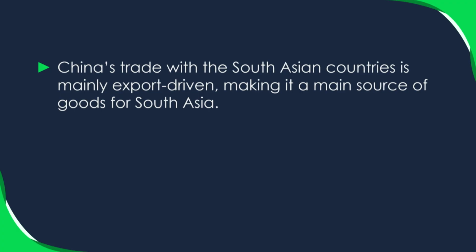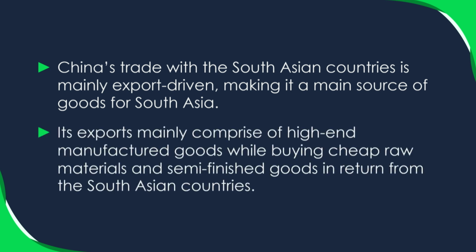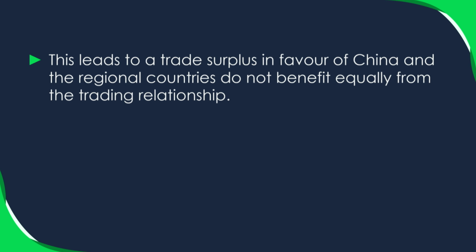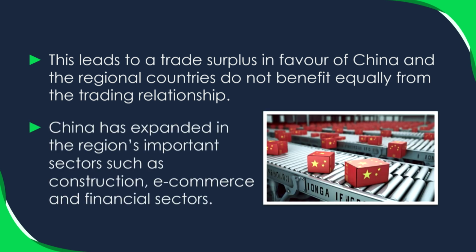China's trade with the South Asian countries is mainly export driven, making it a main source of goods for South Asia. Its exports mainly comprise high-end manufactured goods while buying cheap raw materials and semi-finished goods in return from the South Asian countries. This leads to a trade surplus in favor of China, and the regional countries do not benefit equally from the trading relationship. China has expanded in the region's important sectors such as construction, e-commerce and financial sectors.